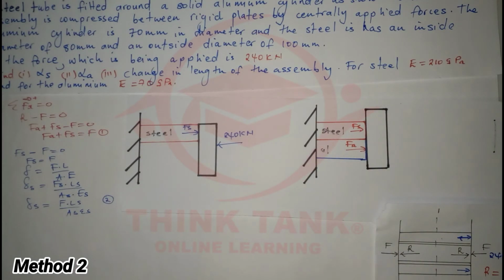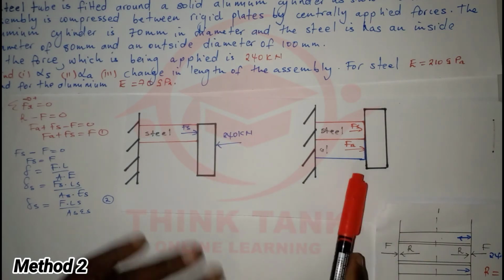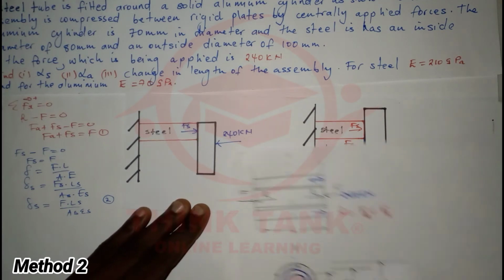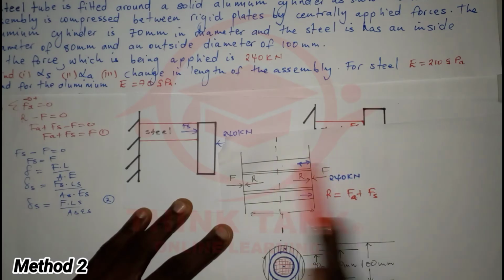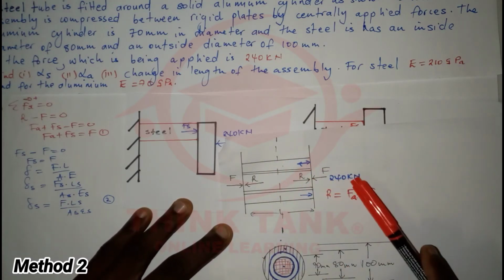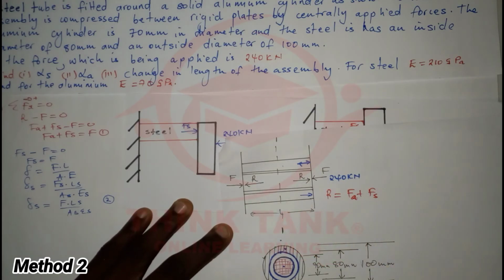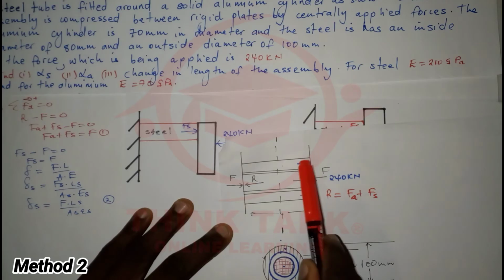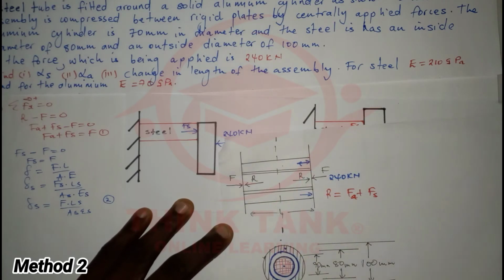Some people may say no, the steel is not going in this direction. But we're using superposition, so we're going to treat each force separately. Now we have treated the exterior force, and now we're going to treat the redundant force. We're not going to change anything, because the 240 kilonewtons was compressing. So it's going to be a reaction, and that reaction is going to go in this direction for both metals, the steel and the aluminium.